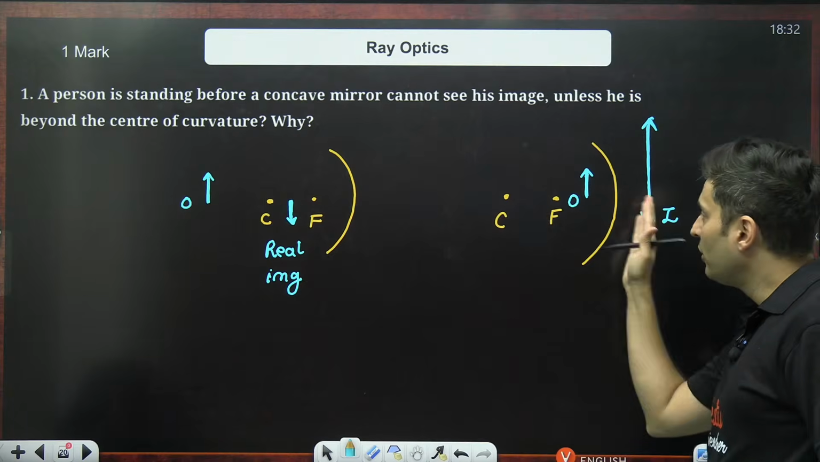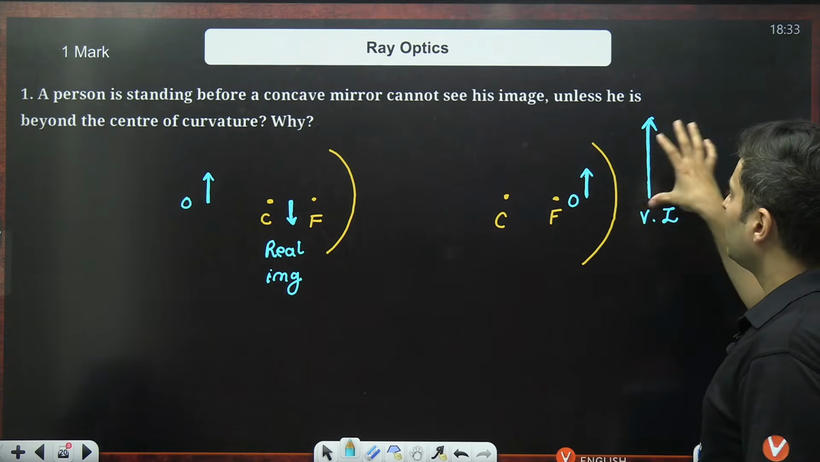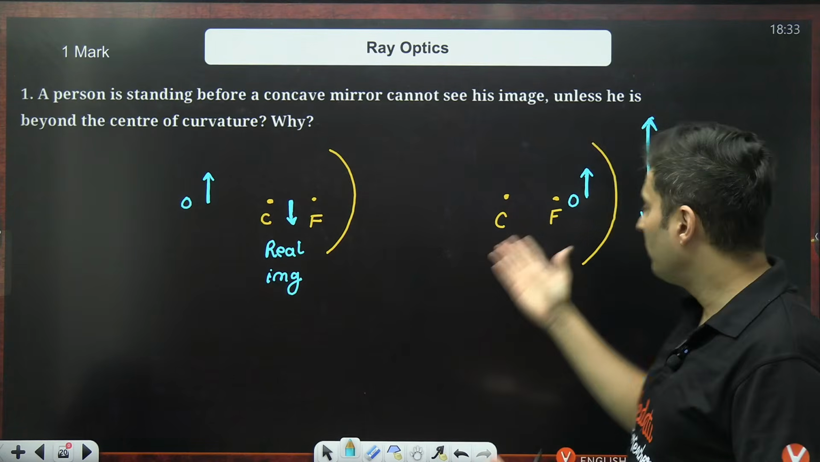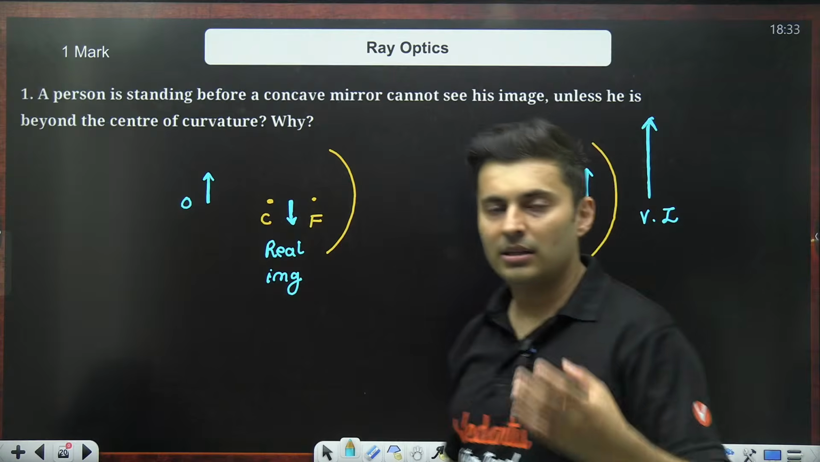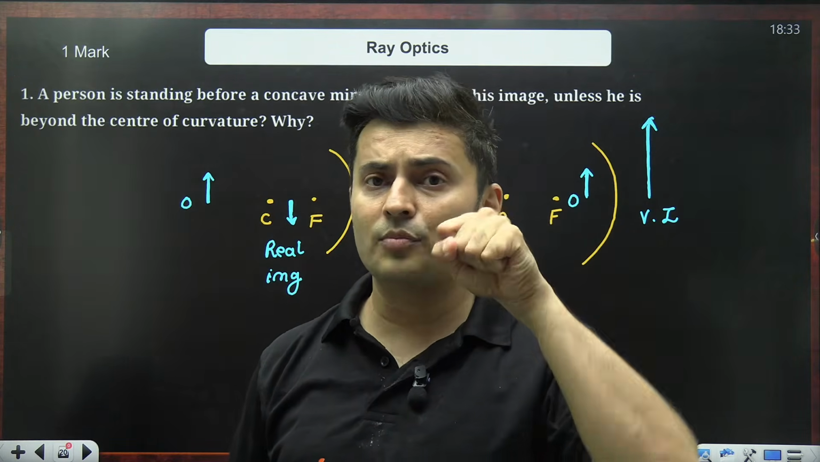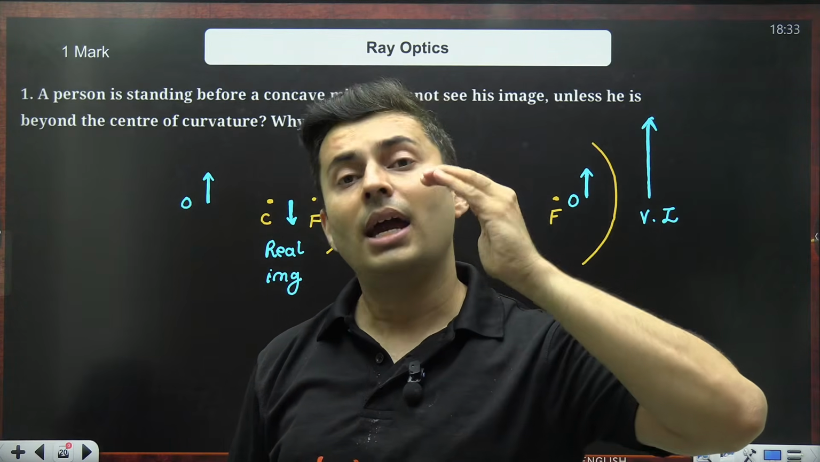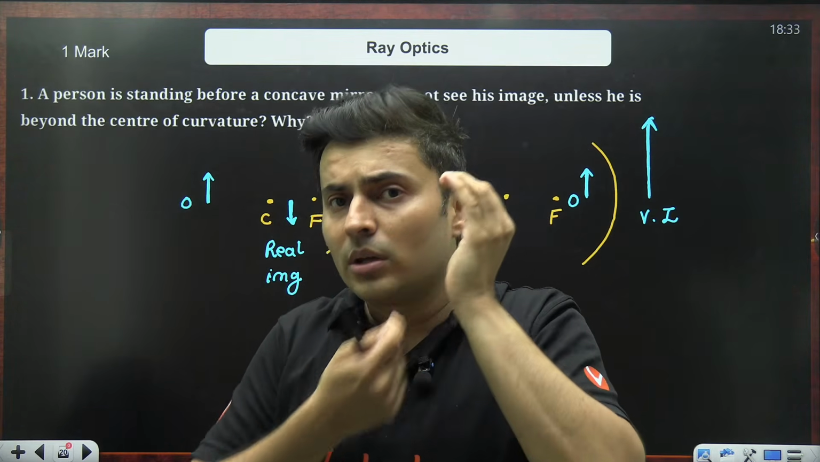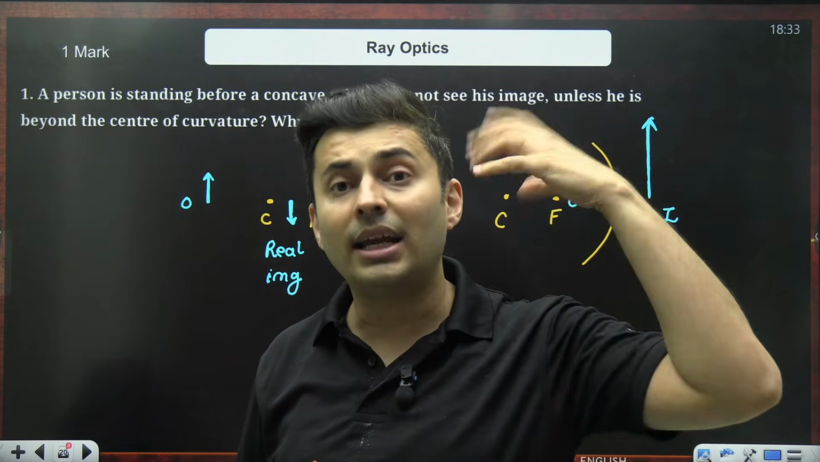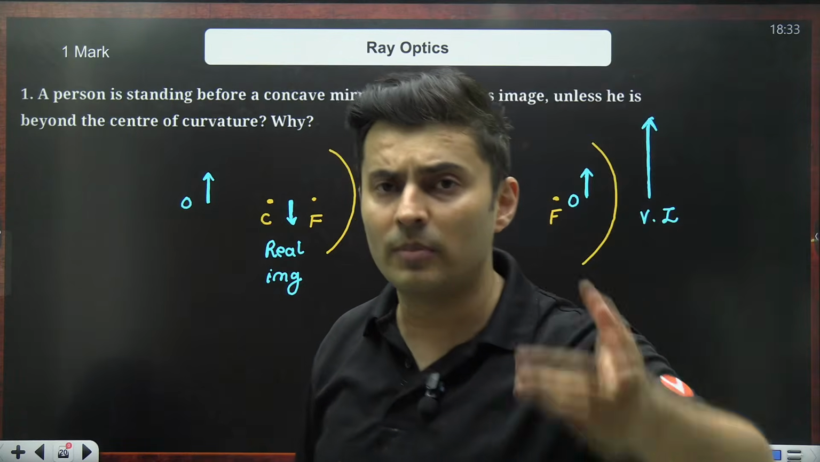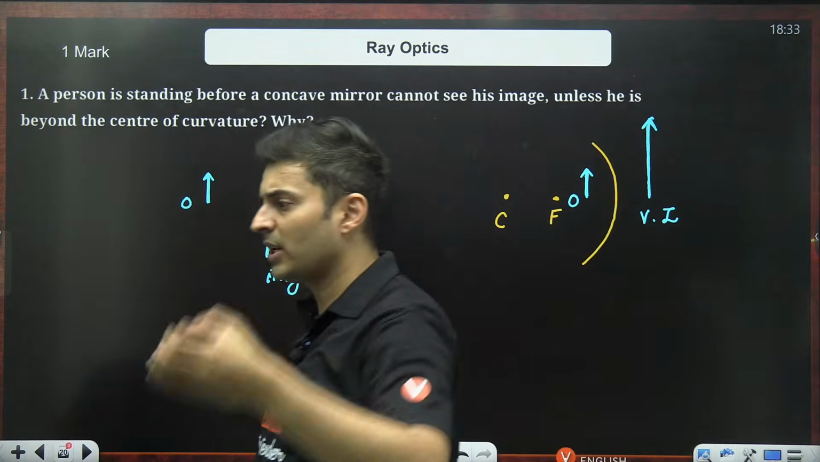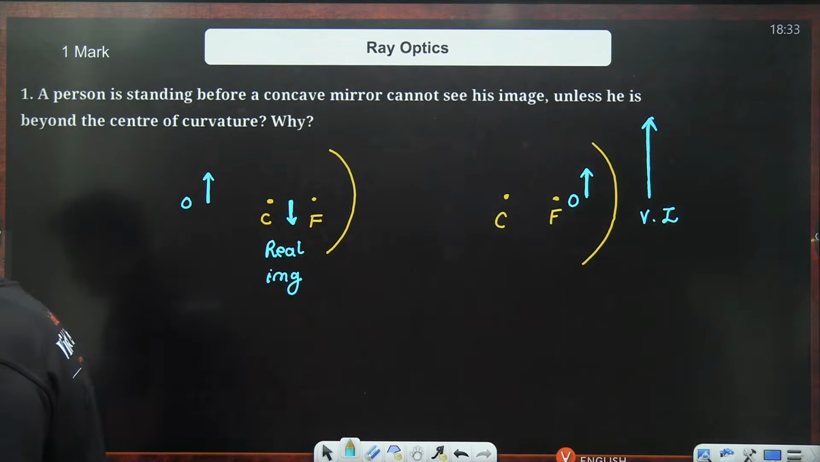But if he's before the center of curvature, then he can see his image, which is direct and virtual, because of the manner in which the rays reflect. And that is also the exact application of a dentist mirror. A dentist mirror always uses a concave mirror, and the tooth is placed between the pole and the focus, so that it is so near that an enlarged virtual erect image of the tooth is formed, so the dentist can see any cavities if present very clearly. That is the logic behind it.